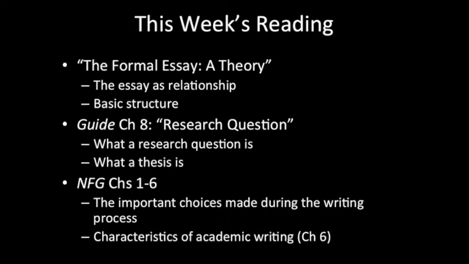And then the first 6 chapters of your Norton Field Guide should be review. You probably read these in Comp 1, but these are the basics that you need to be sure you know, the important choices that you make during the writing process and the characteristics of academic writing. So look back over that stuff. Be sure that you have a clear understanding of what's expected of you in academic writing, and be sure you're always thinking about writing as a series of choices that you make. I think that's a really important way to approach it.